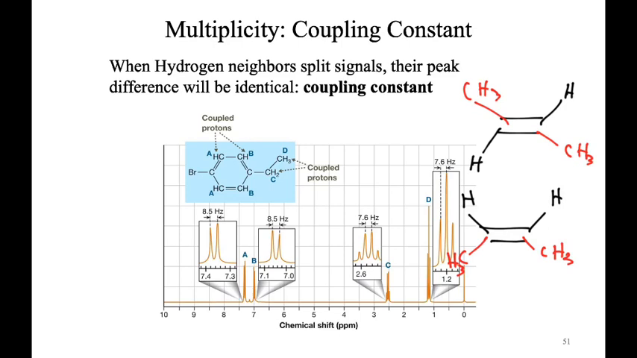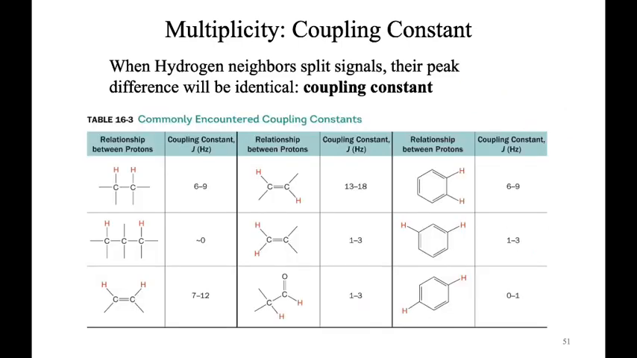So if you can determine what that coupling constant is, you can look up a table to see that difference. When they're cis, that coupling constant is between 7 and 12. When they're trans, the coupling constant is 13 to 18. I want you to be aware of this. This is why I'm spending less than 5 minutes on this part. Okay? You would just look it up.